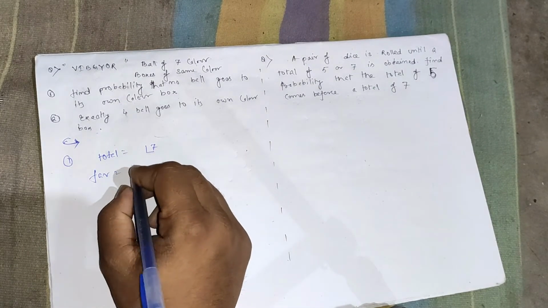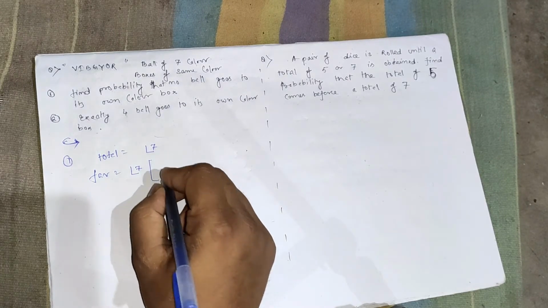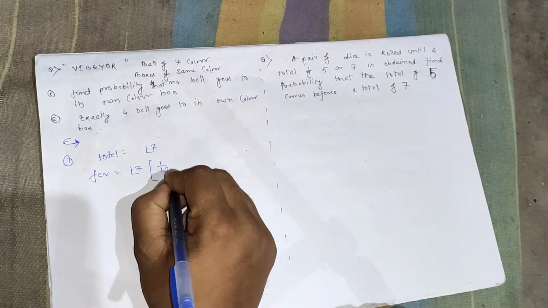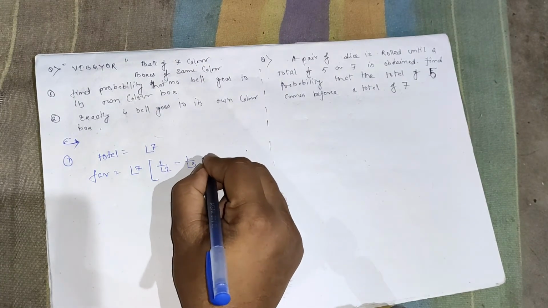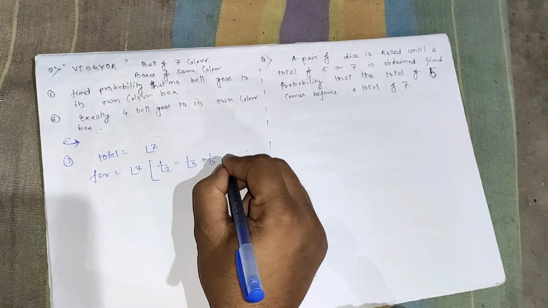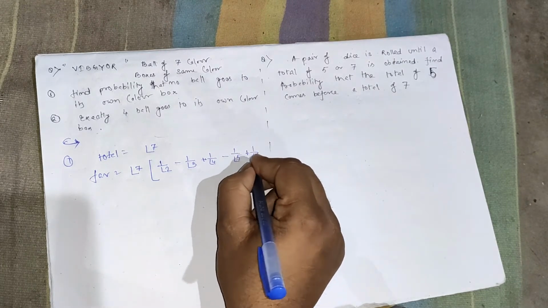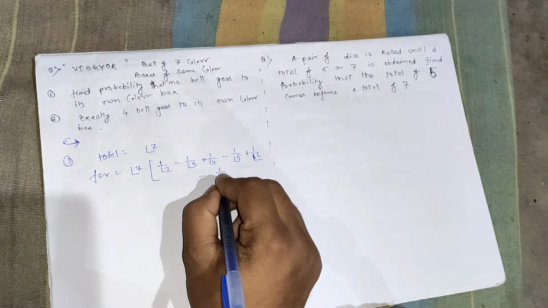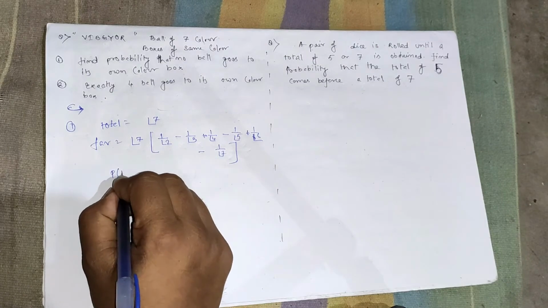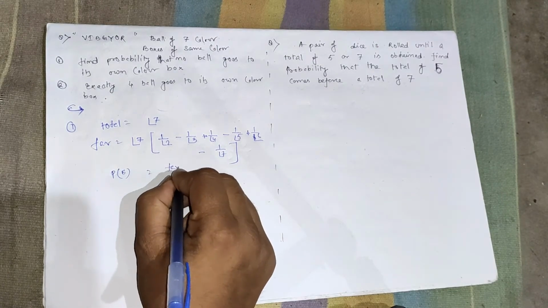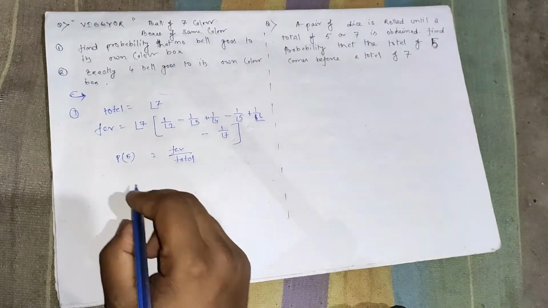So the favorable condition is factorial 7. I am directly applying the derangement theorem. You can check it; I assume that you know derangement. Minus 1 by factorial 3 plus 1 divided by factorial 4 minus 1 divided by factorial 5 plus 1 divided by factorial 6 minus 1 divided by factorial 7. So the probability of this event equals favorable upon total. You check the answer yourself.